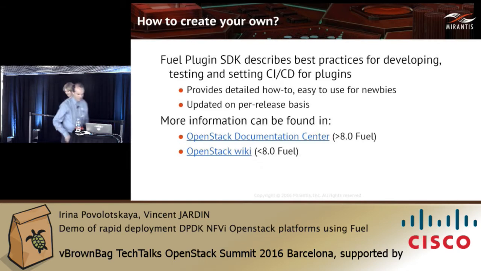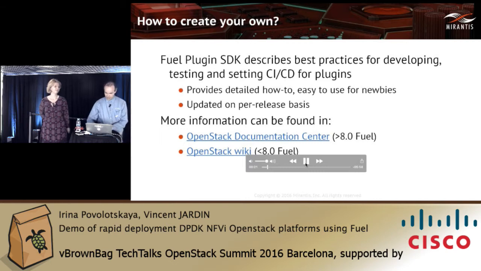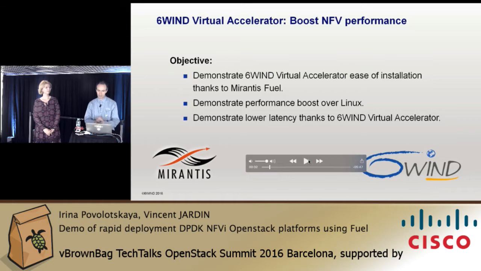Okay, thank you, Irina. So what we are going to show is a demo of NFV deployment. First, let me present the target of this presentation. We are going to deploy a 6WIN virtual accelerator that will accelerate packet processing of the Neutron vSwitch. This deployment will be done using Mirantis Fuel. Then we will do some benchmarks and see how Linux is accelerated. And then using NICs, that I don't have here, so that's why we use a video, we'll check the latency and we'll check the throughput.